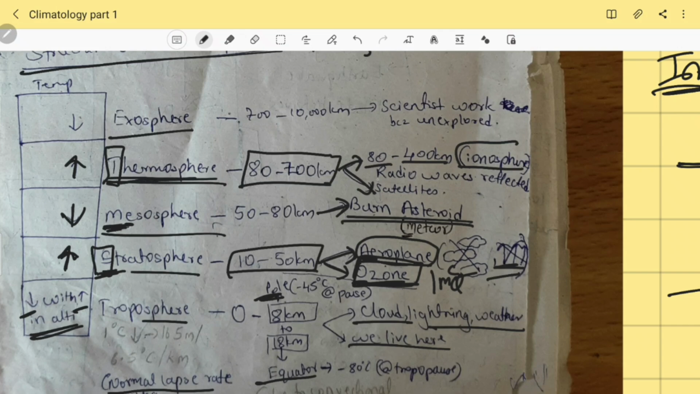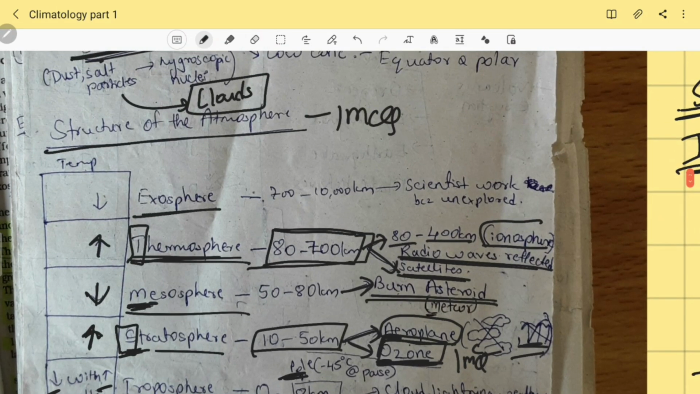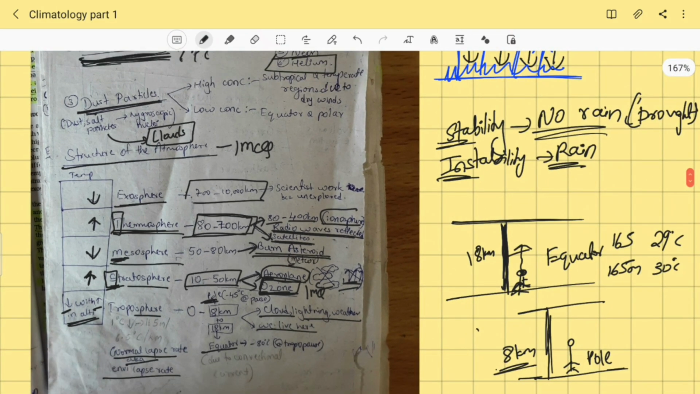The main thing you need to know here is that radio waves are reflected from this layer, and all the satellites we launch are found in this layer, in the range of 80 to 700 kilometers. That's about the thermosphere. Next, let's move to the exosphere. Here temperature decreases with increase in height, and it is found from 700 to 10,000 kilometers. This area is used by scientists for their work, and it's mostly unexplored. So this is about the structure of the atmosphere.